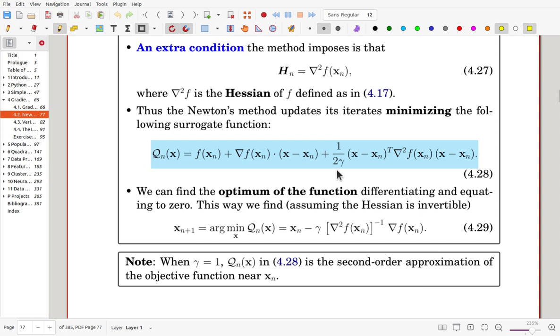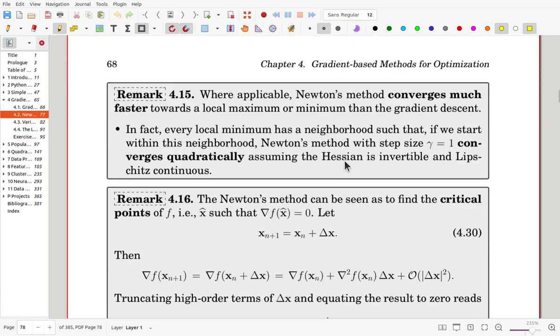For this surrogate function, when gamma is 1, then the Qn, the surrogate function, is the second order approximation of the objective function f around xn. So when you are running Newton's method, you may choose gamma equal to 1 in many cases.